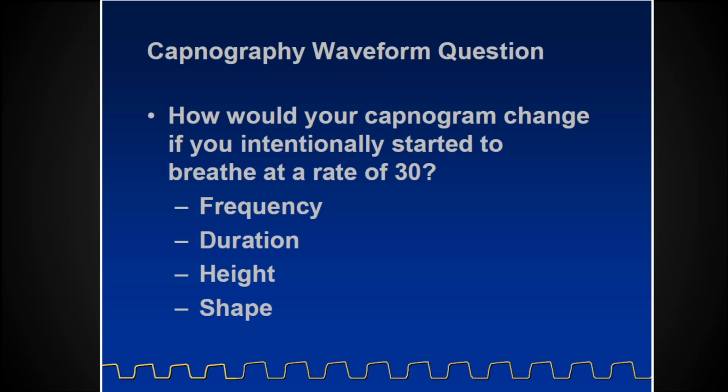Let me ask here, essentially, we'll get a raised hand. How might your capnogram change if you intentionally start to breathe at a rate of 30? What do you suppose of the frequency? The frequency would increase. So this is the amount of beats. The beats would increase. Duration? Less. Why?